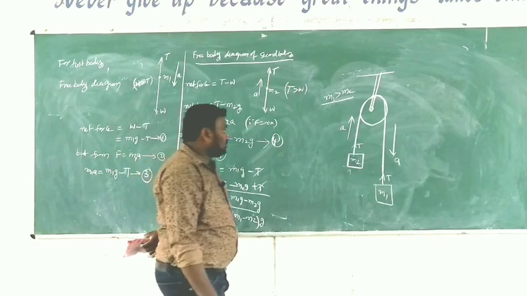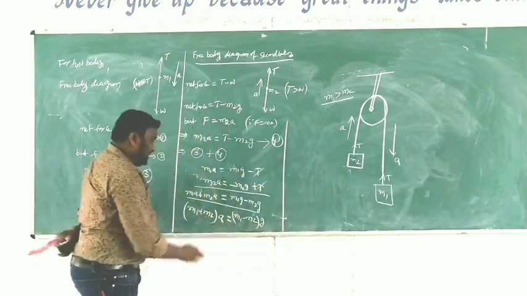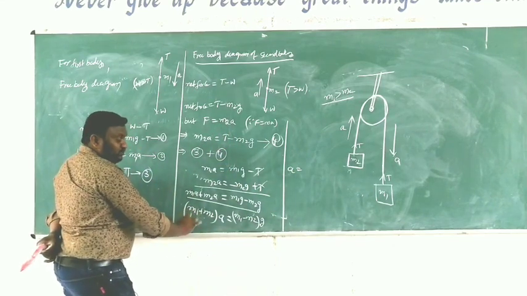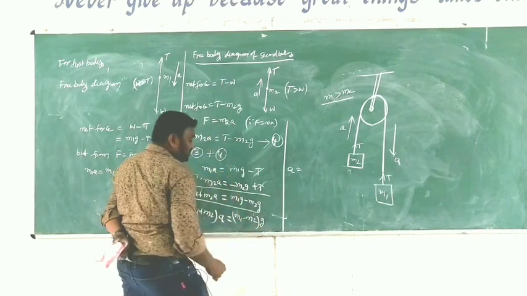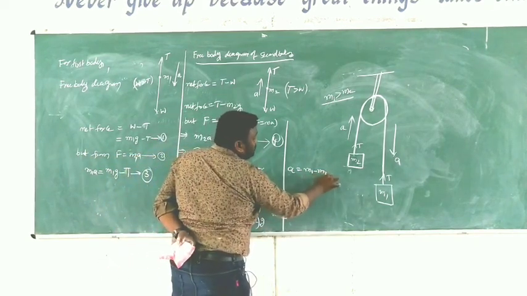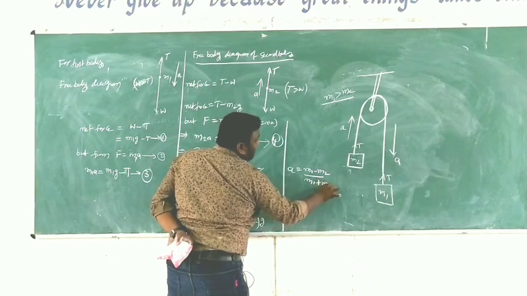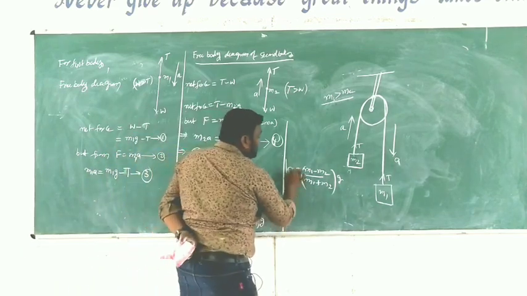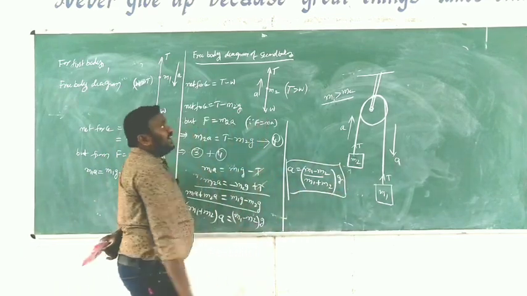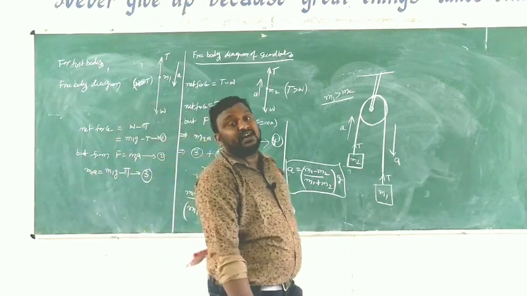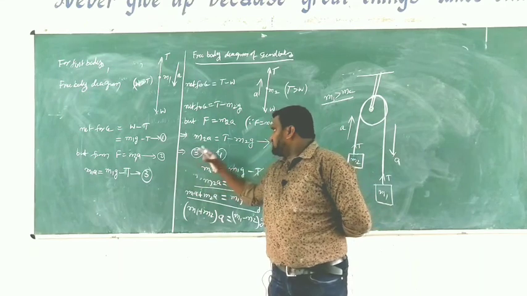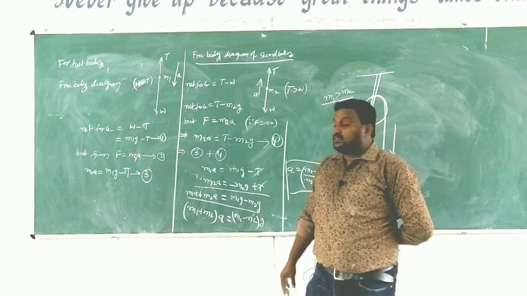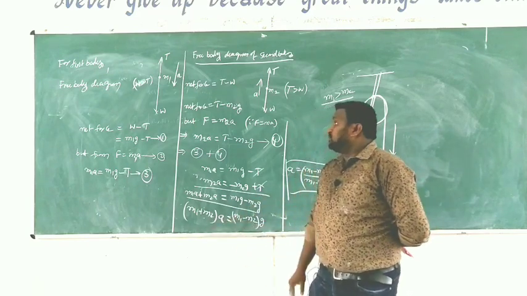From that, we can write A is equal to what? Here into is there, product. If you go that side, division. That's why here I write A is equal to M1 minus M2 by M1 plus M2 into G. So now this is the expression for acceleration. Simply we are adding these two equations, then T terms will be cancelled. So A is equal to M1 minus M2 into G.